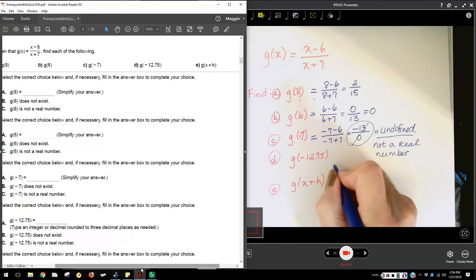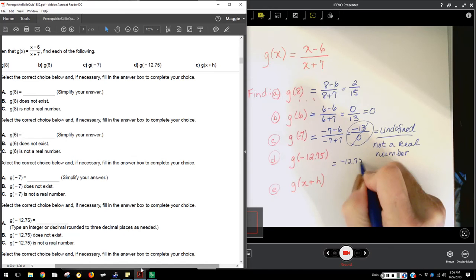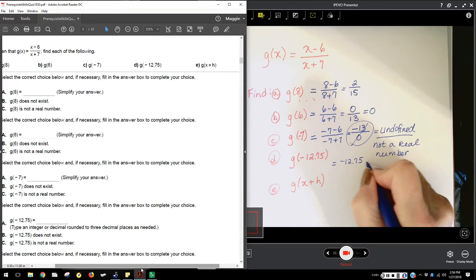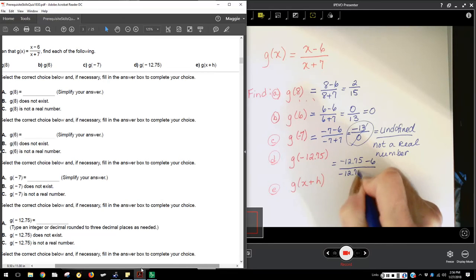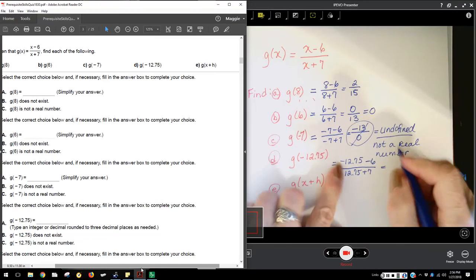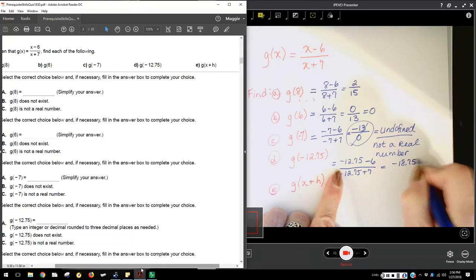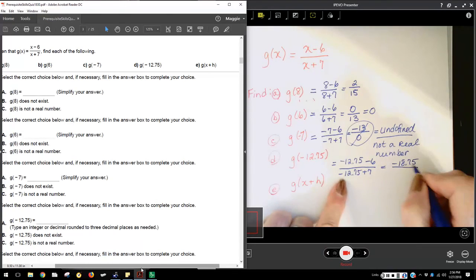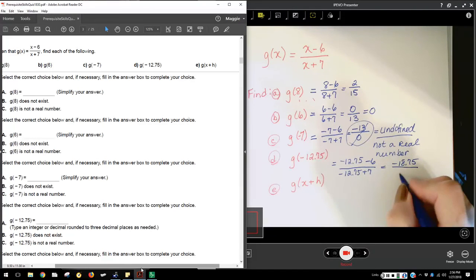Negative 12.75 is a little bit more trouble because there's a decimal included. Negative 12.75 minus 6 over negative 12.75 plus 7 will give me negative 18.75 over negative 5.75.